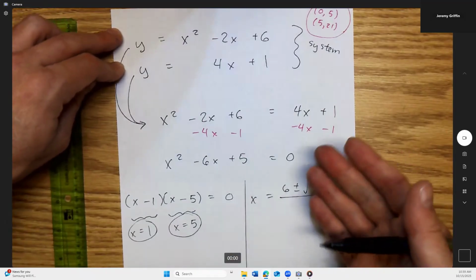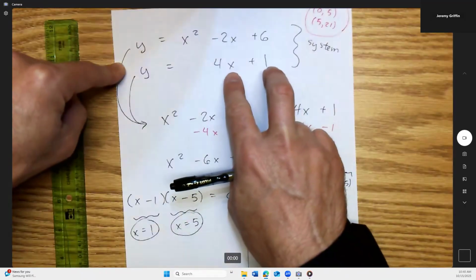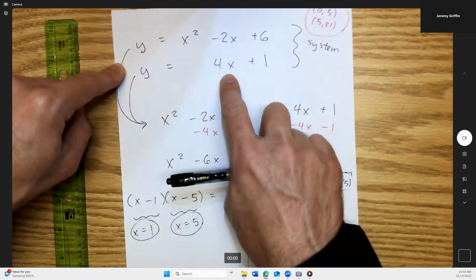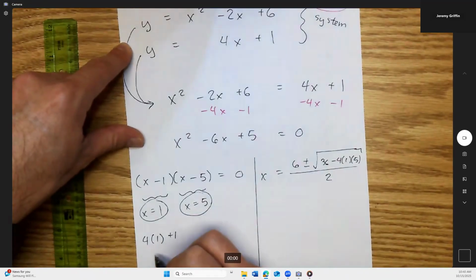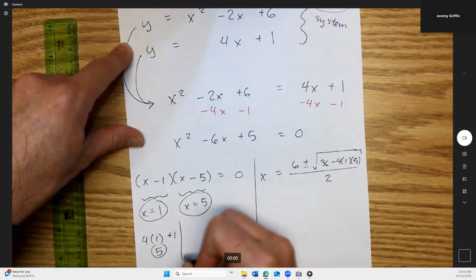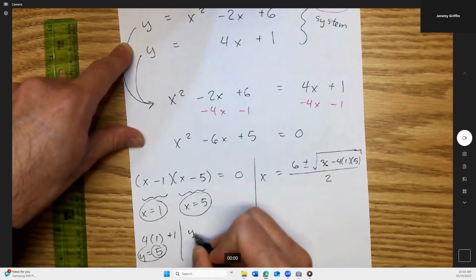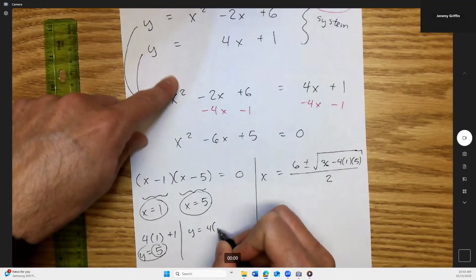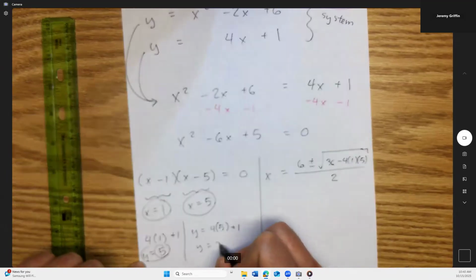And they both tell me the same thing because I'm finding where they cross. So how about this line? I think that's a little easier, right? So 4 times x plus 1. So guys, what is 4 times 1 plus 1? What is that? 5. Okay. And then for the y value, y equals 5. And then over here, y equals 4 times 5, there's this 5 right here, plus 1. What is that? 21. Right?